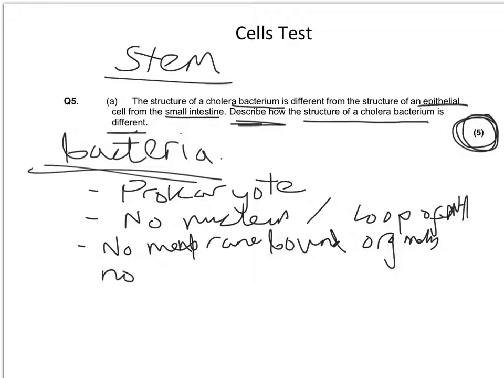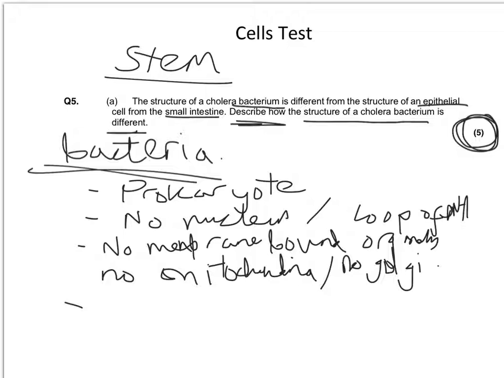No mitochondria. You could also mention within that no Golgi, things like that, but you'll only get a maximum amount of marks for those. You've got to mention that they've got smaller ribosomes. Okay, so remember 70S ribosomes.